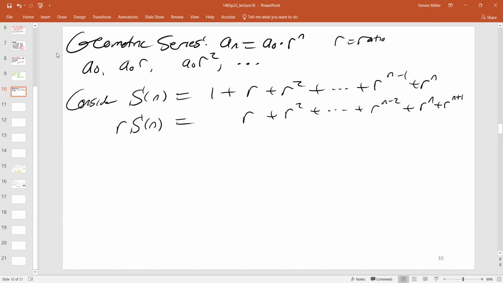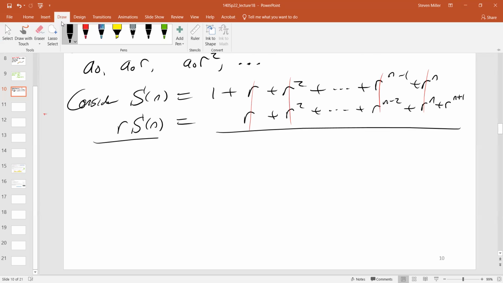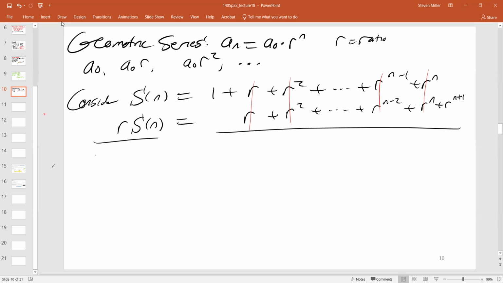Subtract. And this is a telescoping sum. We saw this in the proof of the fundamental theorem of calculus. When we subtract, all the stuff in the middle is going to cancel. And that's the advantage of something like this. The r's cancel, the r squareds, all of these cancel. And we're left with S_n minus r S_n is 1 minus r to the n plus 1.